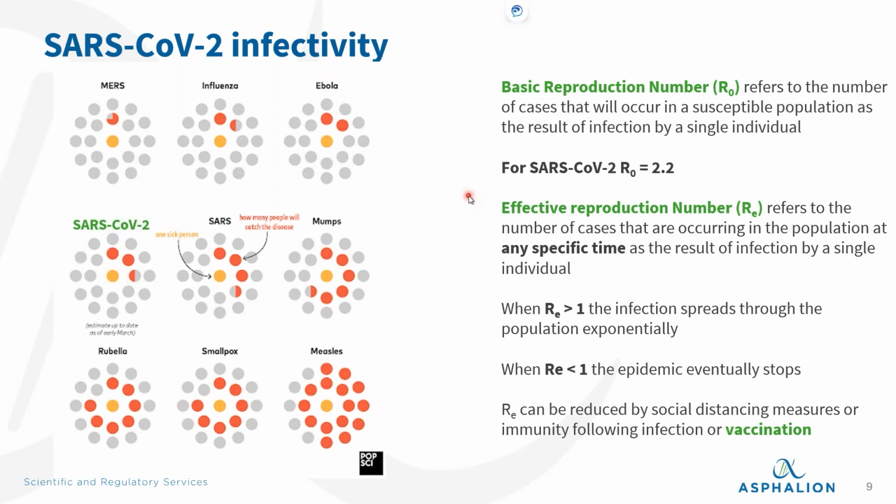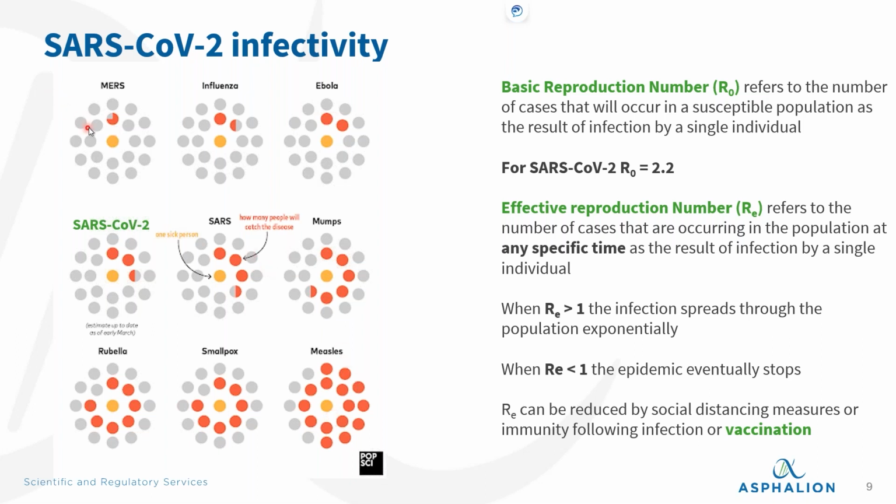So let's talk a little bit about SARS-CoV-2 infectivity, because this has important implications for vaccine development. The basic reproduction number of a virus refers to the number of cases that will occur in a susceptible population as the result of infection by a single individual. Various viral diseases have different basic reproduction numbers. From one extreme, we have measles, which has a basic reproduction number of over 10. So for every one person that's infected with measles, they will infect 10 other people.